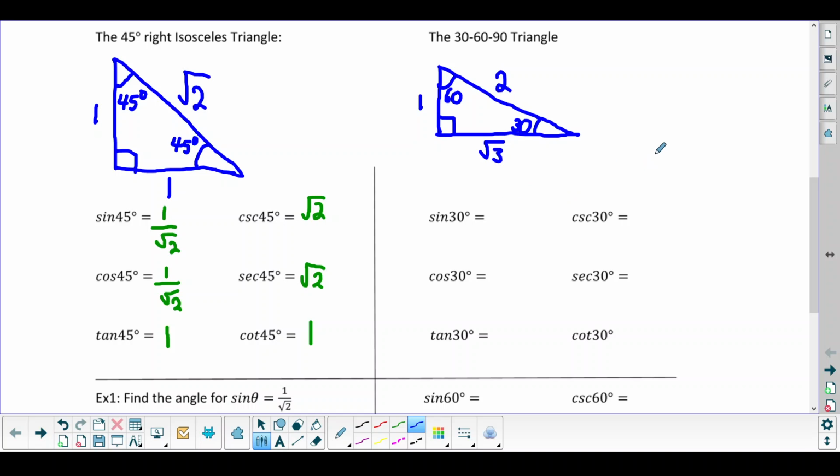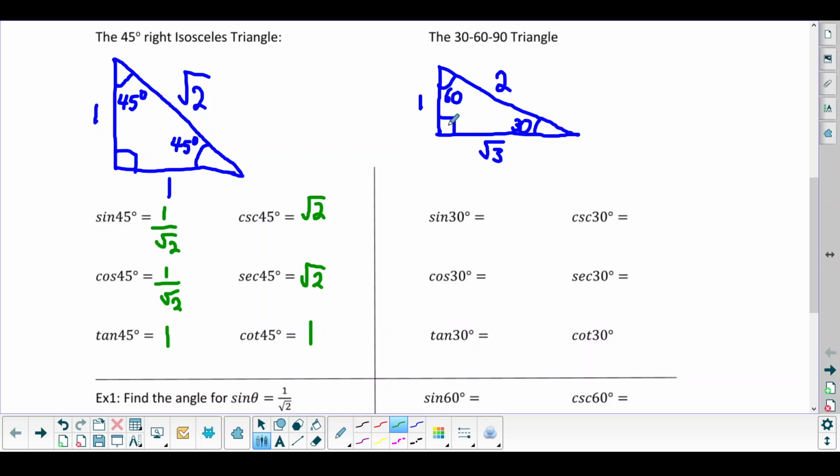So we should know them. And these reciprocal trig ratios, we need to know which one associates to which. All right, let's go through and do all the trig ratios for 30 degrees. So we're taking the perspective of our 30-degree angle here, and sine is opposite over hypotenuse.